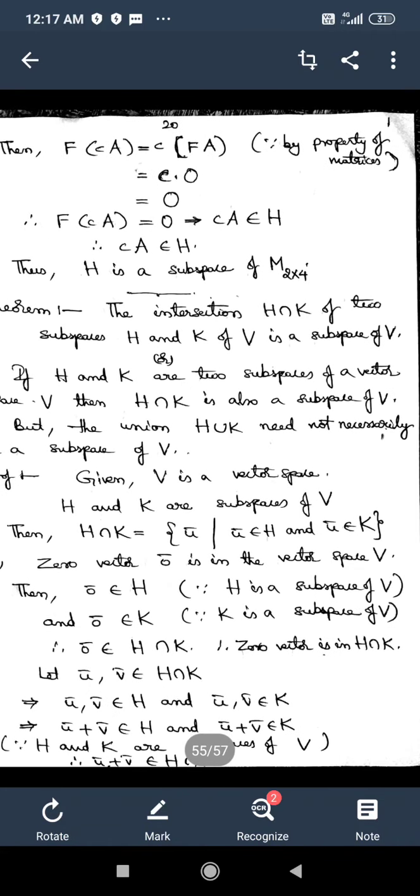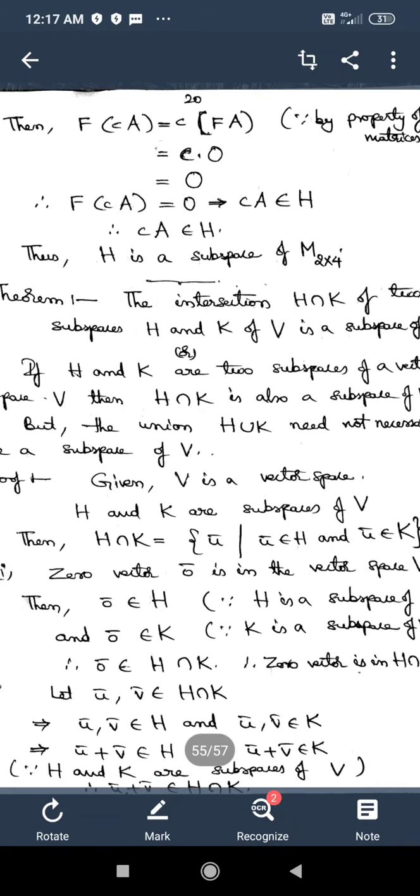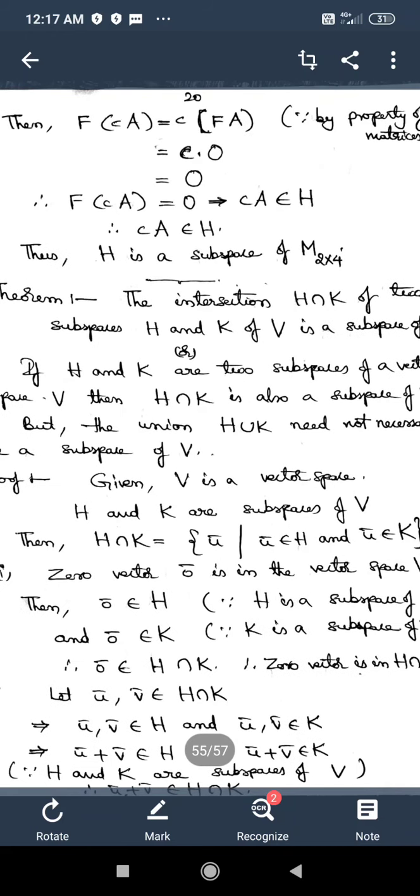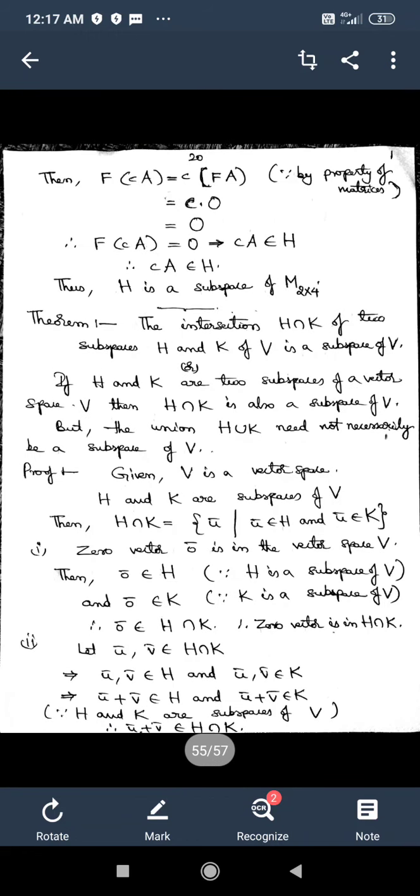Now, as H is a subspace of V, we can say that u bar plus v bar belongs to H when u bar, v bar belong to H. And similarly, we can also say that u bar plus v bar belongs to K as u bar, v bar belong to K. This happens by the reason that H and K are subspaces of V.